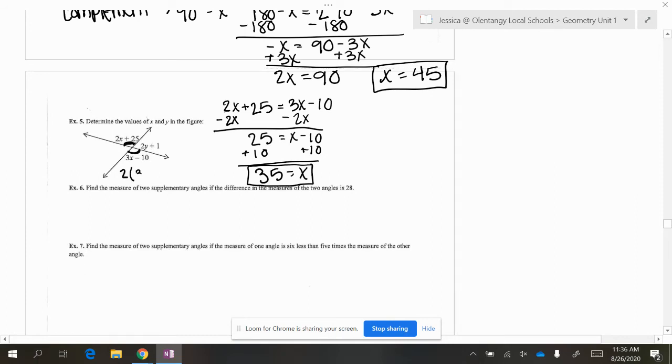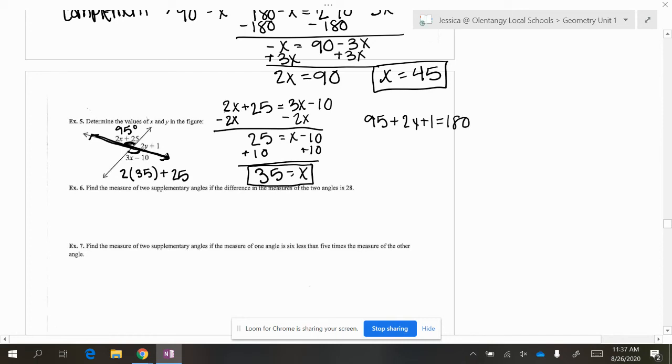So 2 times 35 plus 25. And when you plug that in, you actually get 95. So this angle is actually 95 degrees. And then if you see these two angles together actually form a linear pair. Again, linear pairs add up to be 180 degrees. So now we can say that 95 plus this angle of 2y plus 1 should then equal 180.